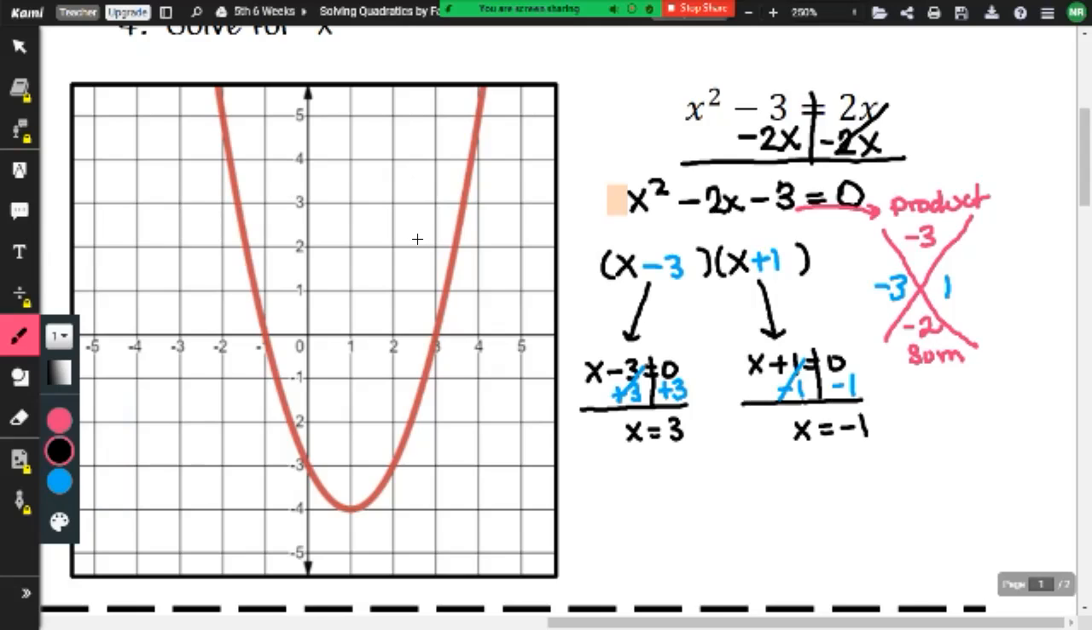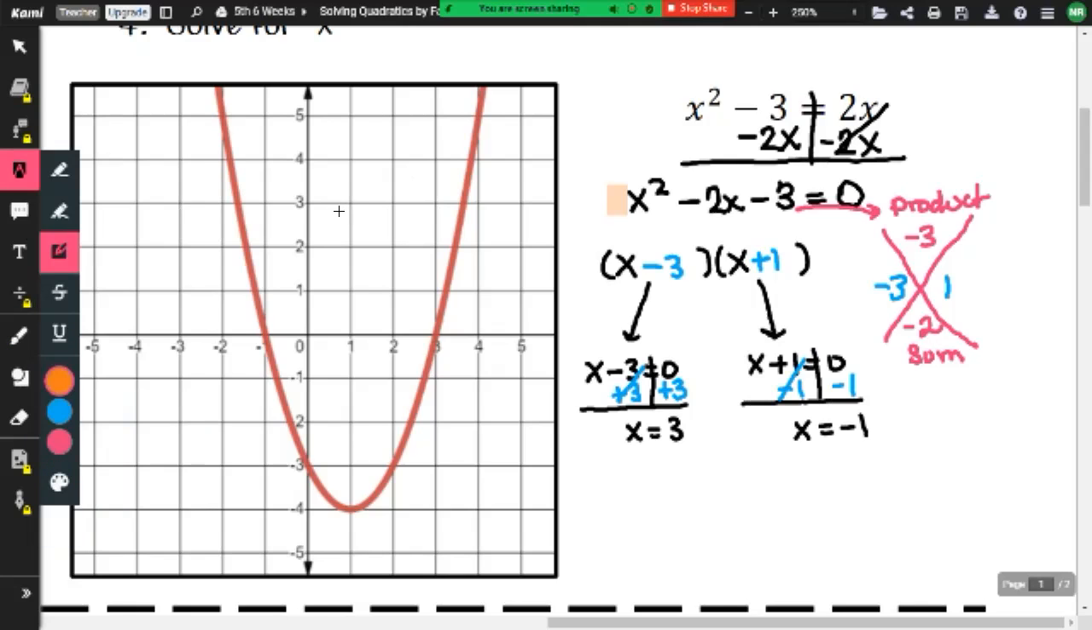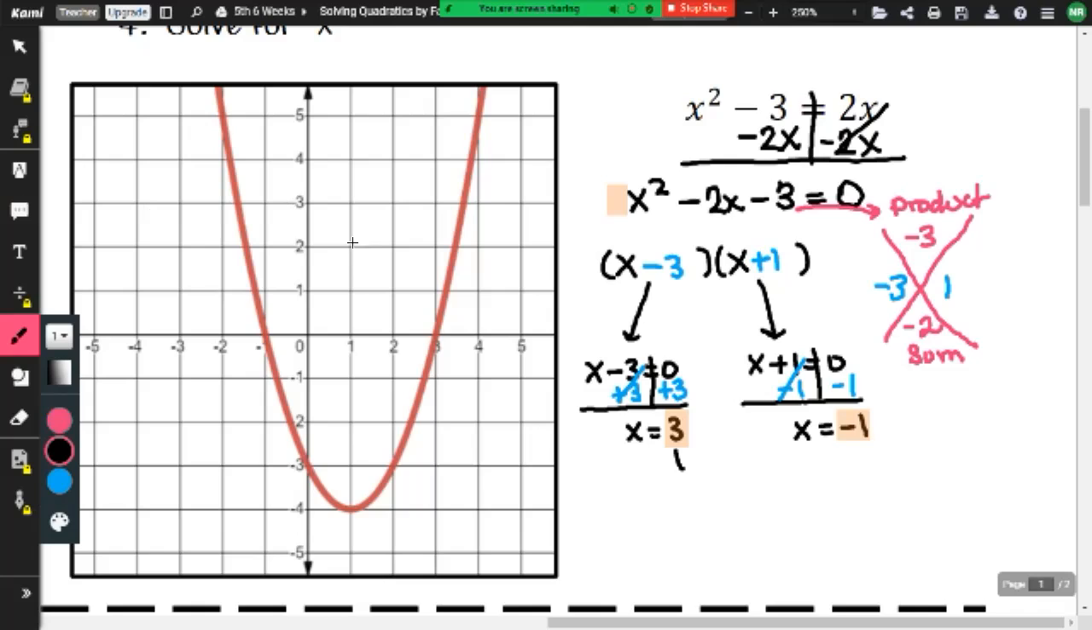Any problem with this part? We're going to have a few more examples. Don't worry. Now, highlight that 3 and the -1. These two numbers are the numbers that represent your x-intercepts.